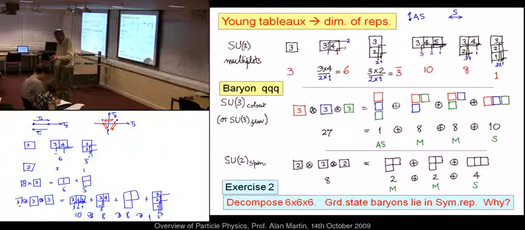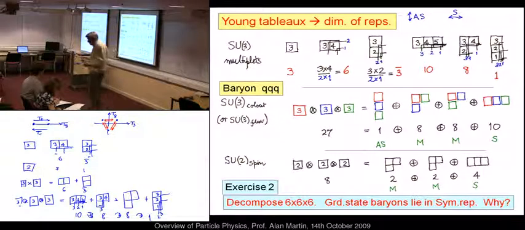I haven't lectured to you on this yet, but I was just trying to seek, why should the ground state baryons lie in a symmetric one? Okay, this will come clearer. I'm sure you know the reason, but I won't do it now. We'll do it in detail later. But think about it. Okay, what's next? Are there any questions about this?